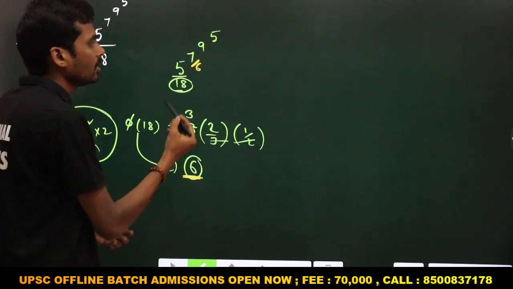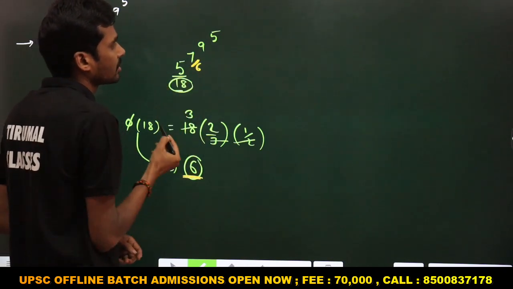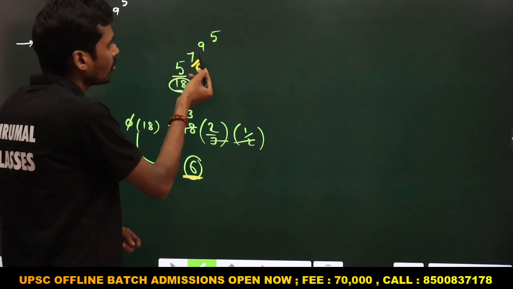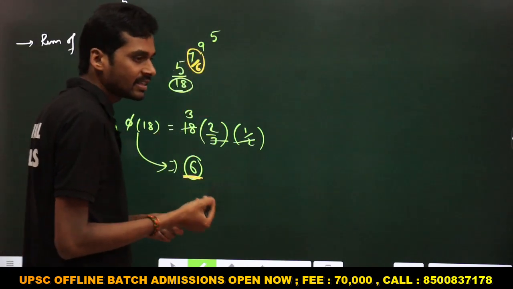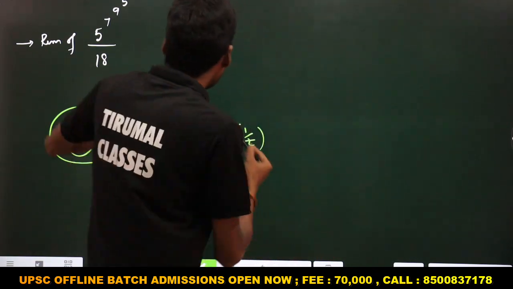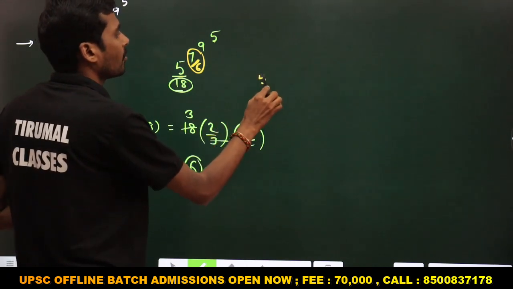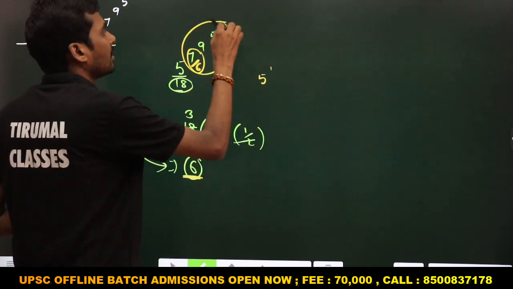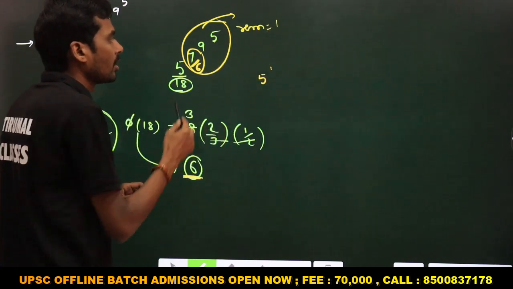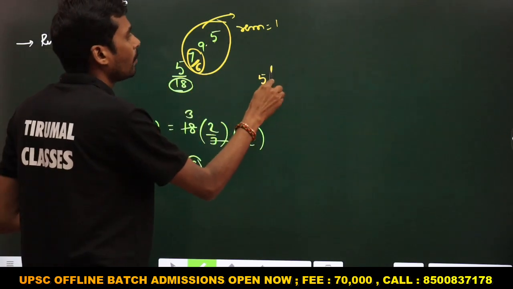So what is the totient? We have the totient 6. So we have to divide the power with 6. That means 7 to the power of 9 to the power of 5, divided by 6. What is the remainder when we divide 7 by 6? The remainder is 1. Now 1 to the power of any number is what? 1. So the complete remainder of this power is 1, and 5 to the power of the whole part becomes 1.